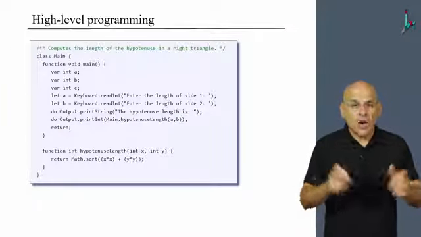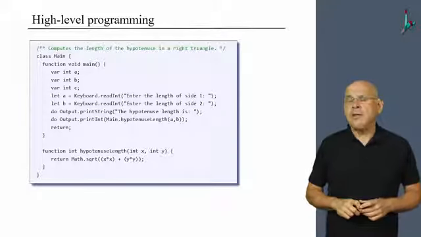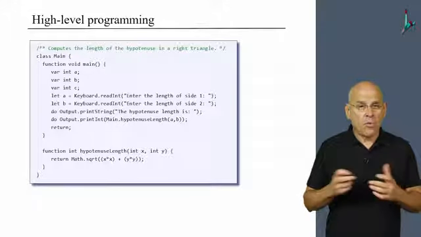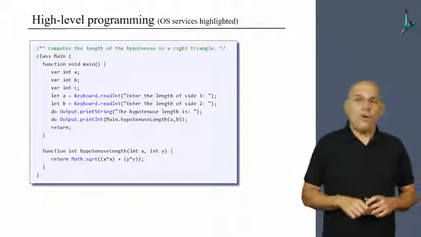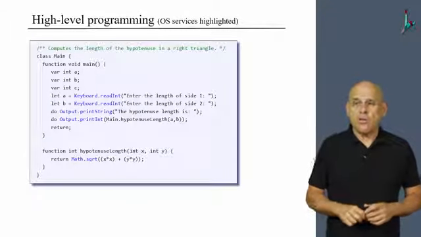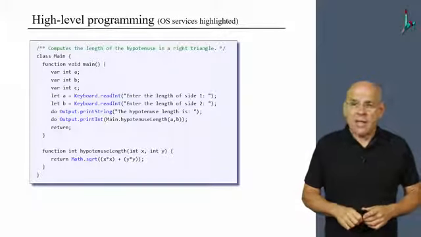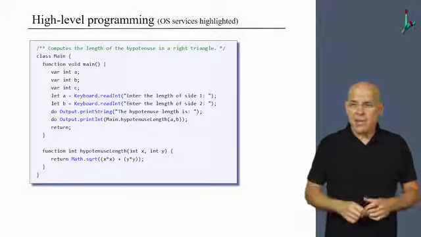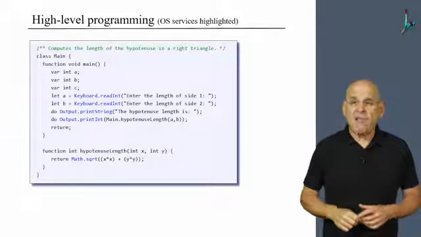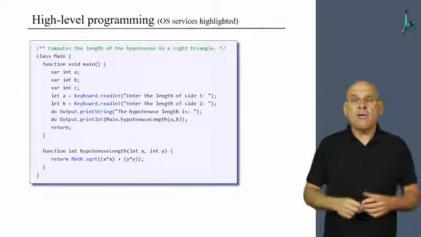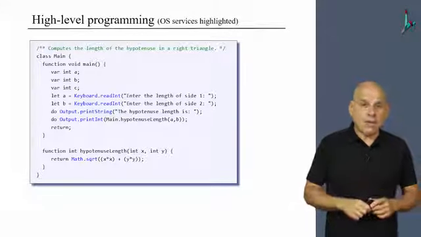Now, why do we need operating systems to begin with? Well, take a look at this piece of high-level code written in Jack. And if you do so, you will see that there are many calls in this code to methods that don't exist in this class. And presumably they exist in some other classes like Keyboard, Output, Math. And these classes, in fact, belong to the standard class library that accompanies the Jack language.